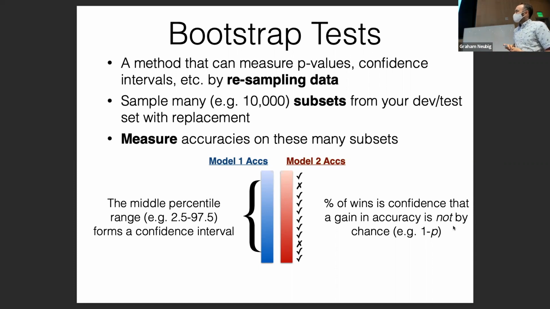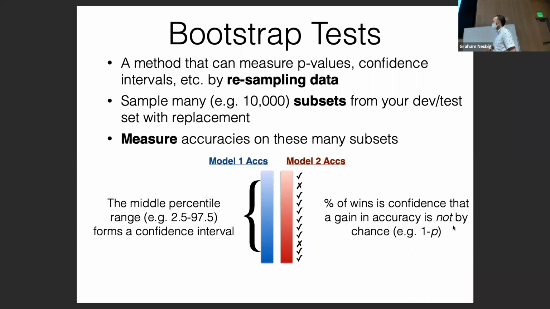Let's say you have a data set, like a dev set or something like this. You resample many subsets from your dev set or maybe test set with replacement, and you measure accuracies on these many subsets. So, you know, each of these accuracies here in the blue and the red represents the accuracy on one of the data sets. And this can be used to measure confidence intervals or whether there's a significant difference between two methods.